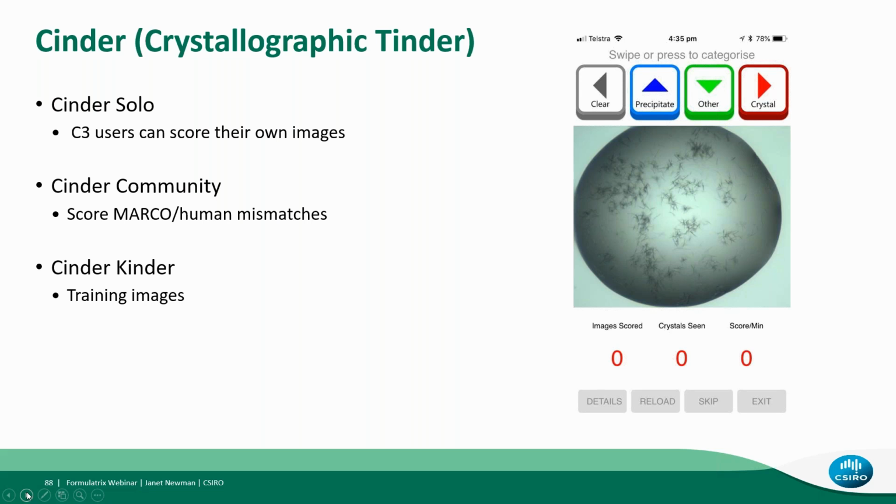Cinder Community is a section where the images which are mismatches between human scores and Marco scores are presented to the community so that we can get consensus score for our inline training.